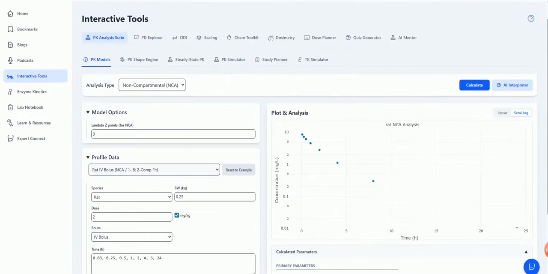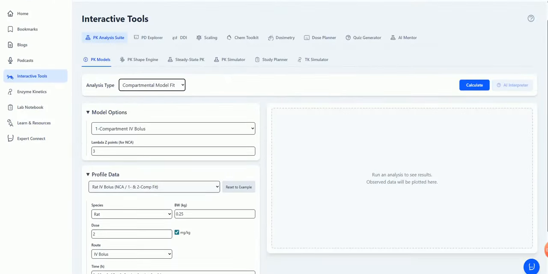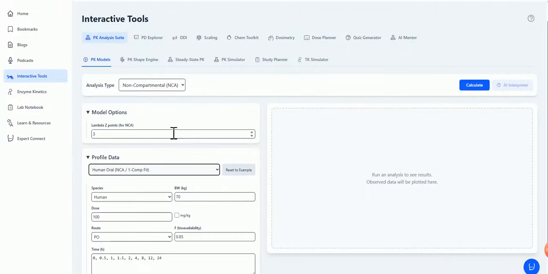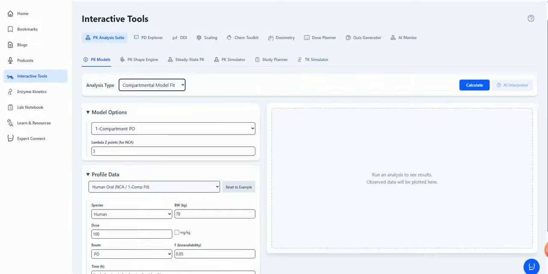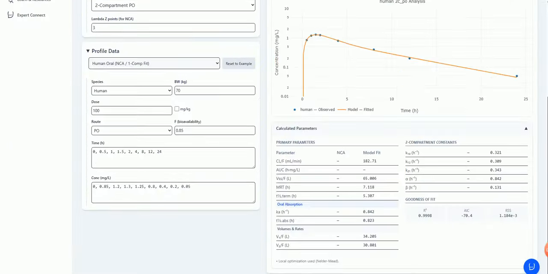But does a compartment model fit better? Let's fit a two-compartment model to the same data. The engine runs a Nelder-Mead optimization and there we go. The fitted line overlays the observed points and we get our micro constants K10, K12 and macro constants alpha, beta.